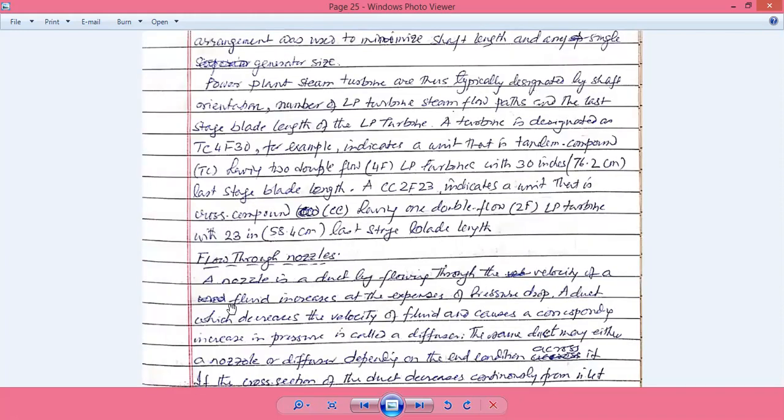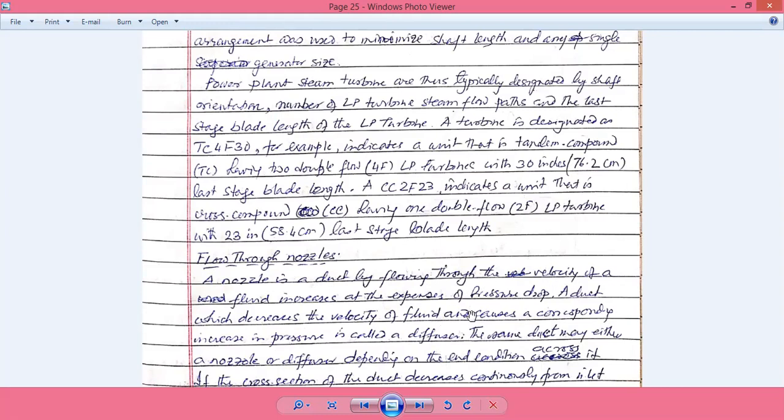First, we have to know the definition of the nozzle itself. A nozzle is a duct through which the velocity of a fluid increases at the expense of pressure drop. A duct which decreases the velocity of fluid and causes a corresponding increase in pressure is called a diffuser. So it is a duct, a passage made of ferrous or non-ferrous materials of limited thickness, through which the fluid flows, and its velocity increases at the expense of pressure drop.